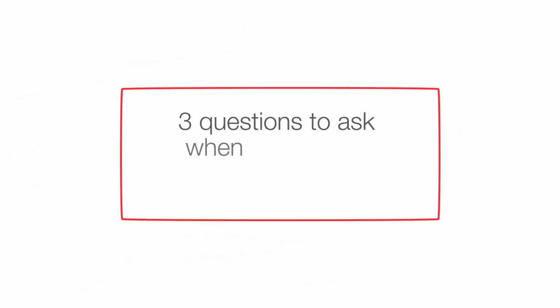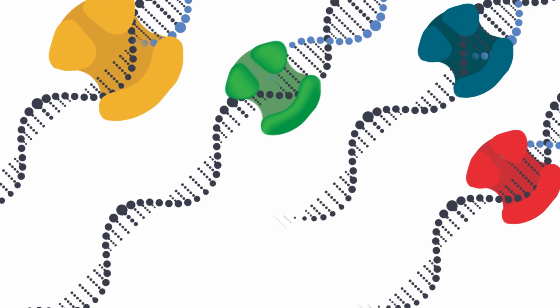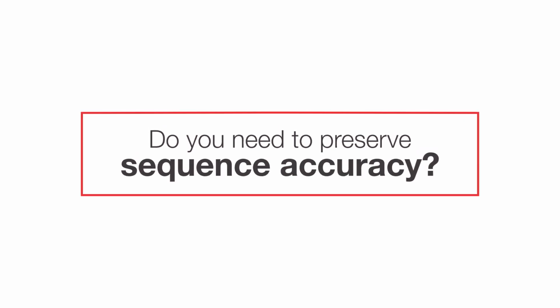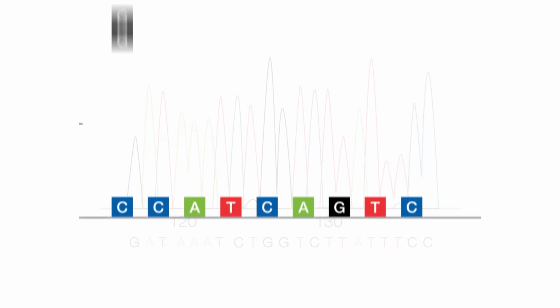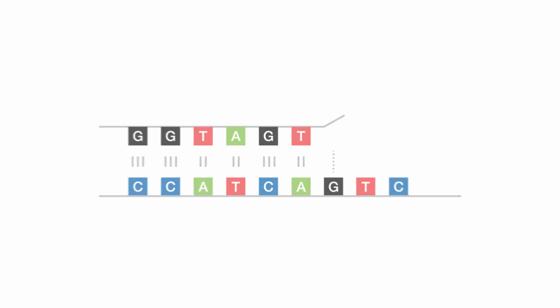Three questions to ask when choosing a PCR enzyme. With so many PCR enzymes available, choosing the right one can be challenging. Do you need to preserve sequence accuracy? If not, a standard DNA polymerase can be used to confirm presence or absence of target DNA. If, however, you will clone or perform sequencing, choose a high-fidelity proofreading polymerase for accurate sequence.